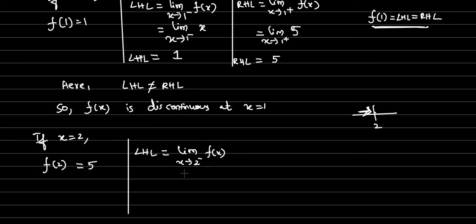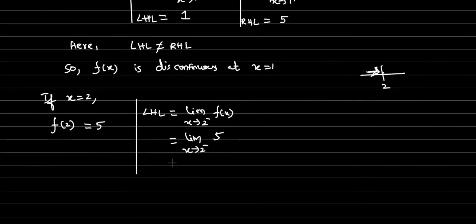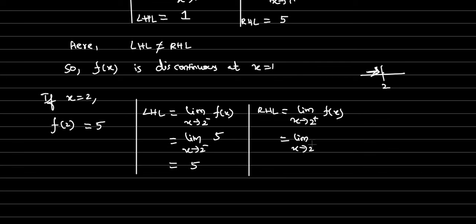So replacing f of x with the second function, that is 5. Since it's a constant, even when we apply the limit, it is the same 5. 5 is the result. Now the right hand side limit. Right hand side close values of 2 are also greater than 1, so replacing f of x with the constant 5, and when we apply the limit, the result is 5.